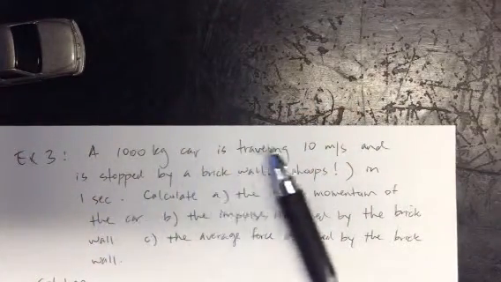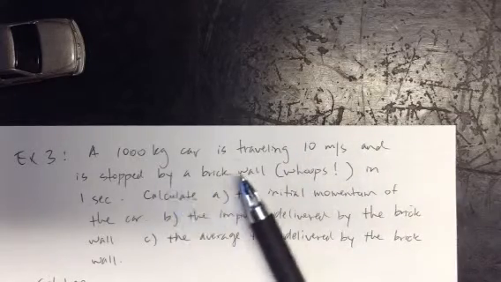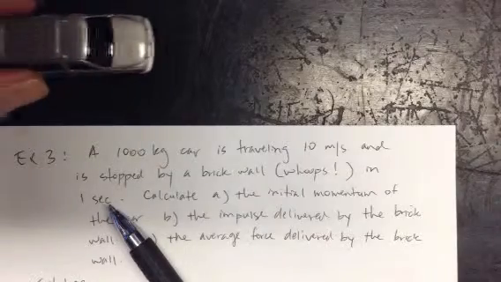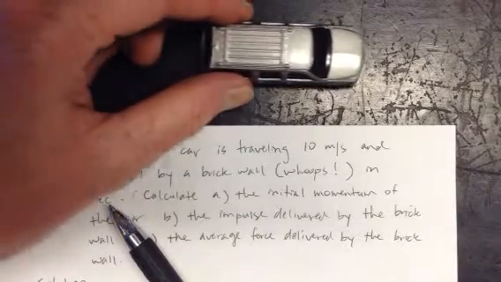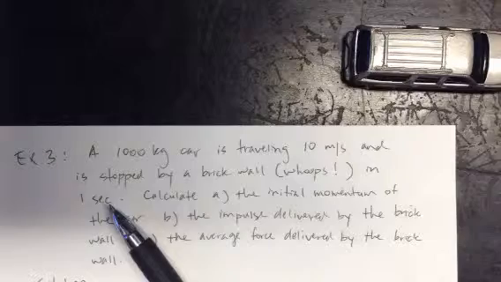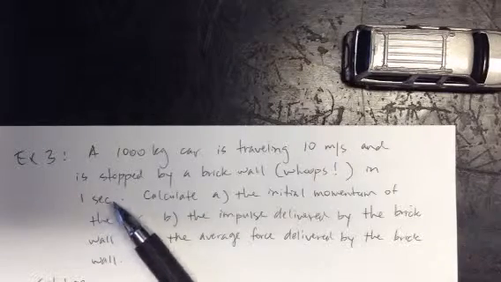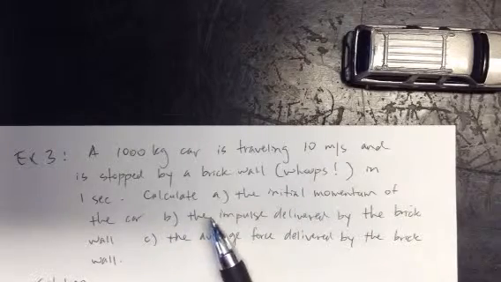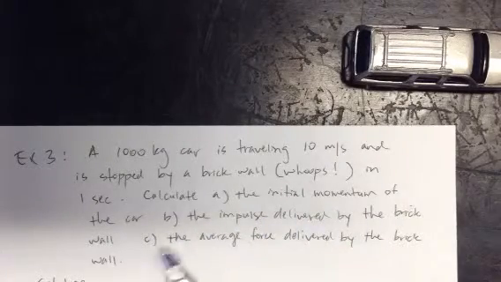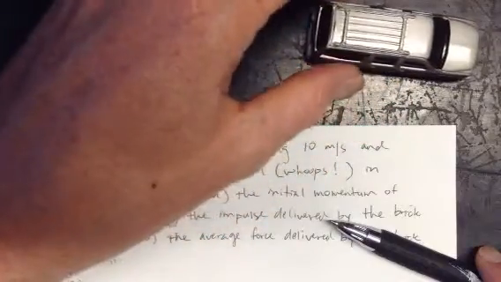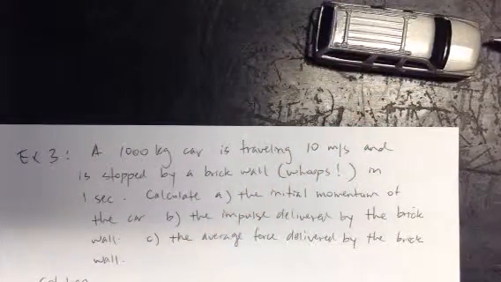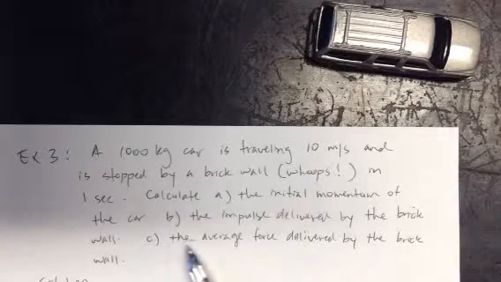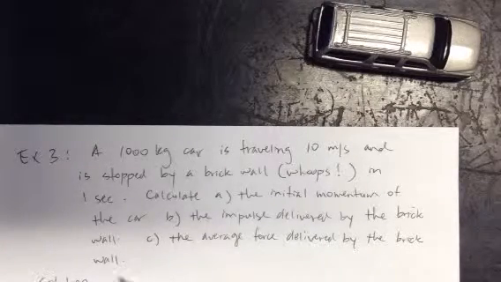A 1,000-kilogram car is traveling 10 meters per second and is stopped by a brick wall in 1 second. So it goes from 10 meters per second to 0 in 1 second. Calculate 3 things. A, the initial momentum of the car. B, the impulse delivered by the brick wall. So the brick wall, we're calling the edge of the screen. This brick wall is going to provide an impulse to stop the car. And C, calculate the average force delivered by the brick wall.